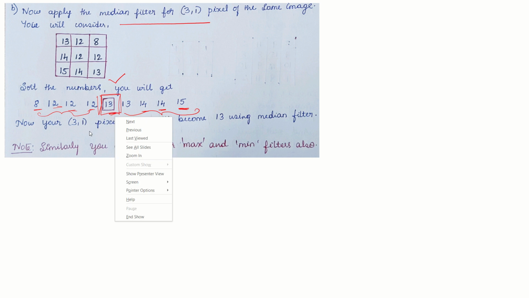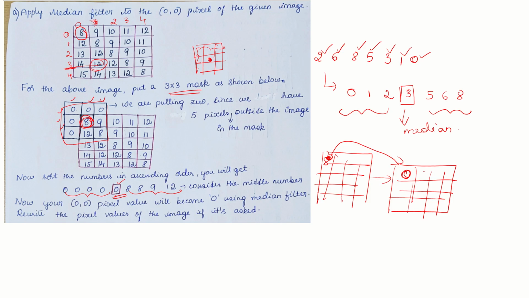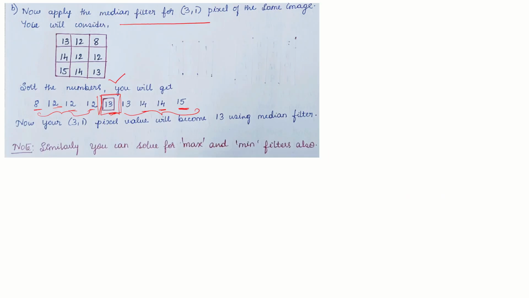Okay, now what is that? 3 comma 1 had the original value of 12. Now we are replacing that 12 with 13. Now your 3 comma 1 pixel value will become 13.